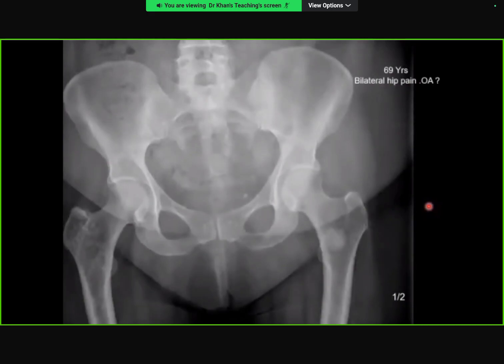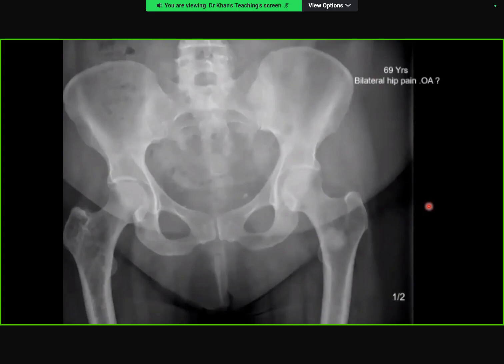Okay, so on the right there is a mostly lucent lesion with superiorly what looks like a wide zone of transition. I can't see the most inferior aspect of the lesion. It's more centrally placed. There's no evidence of cortical destruction. There's possibly some endosteal scalloping of the cortex more superiorly.